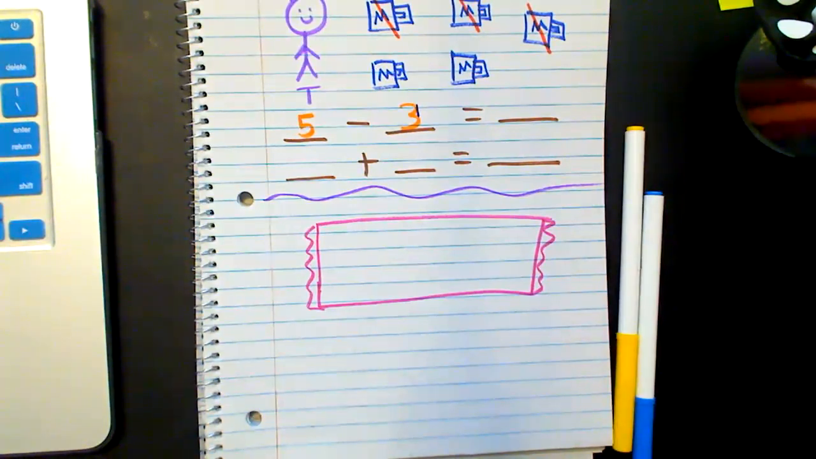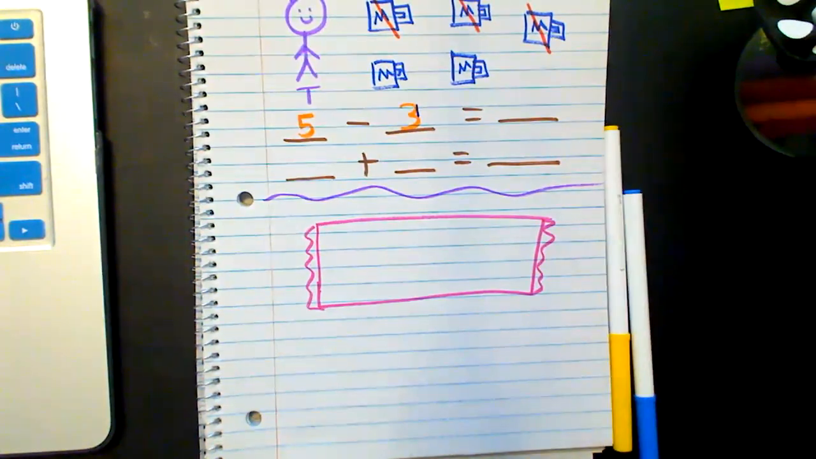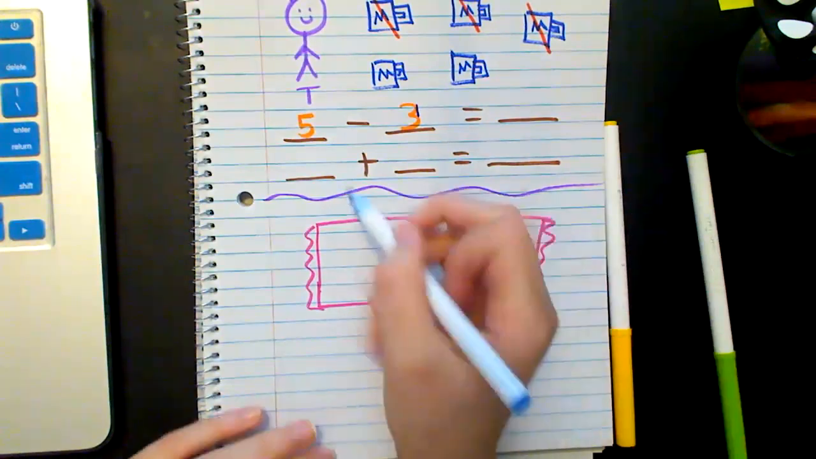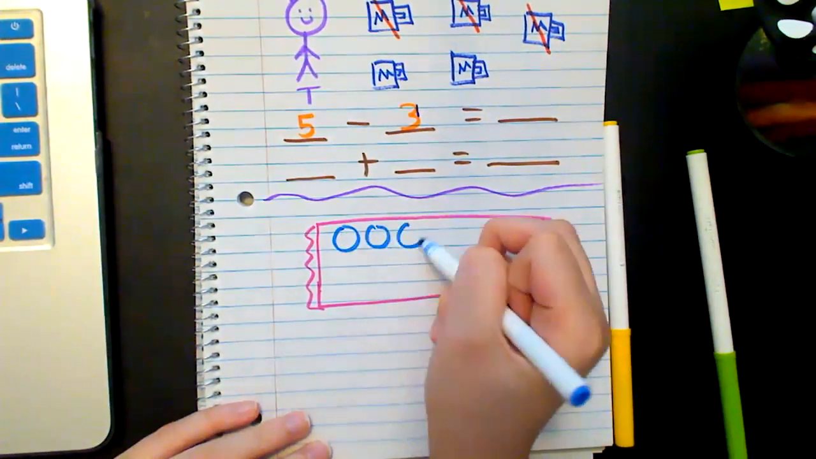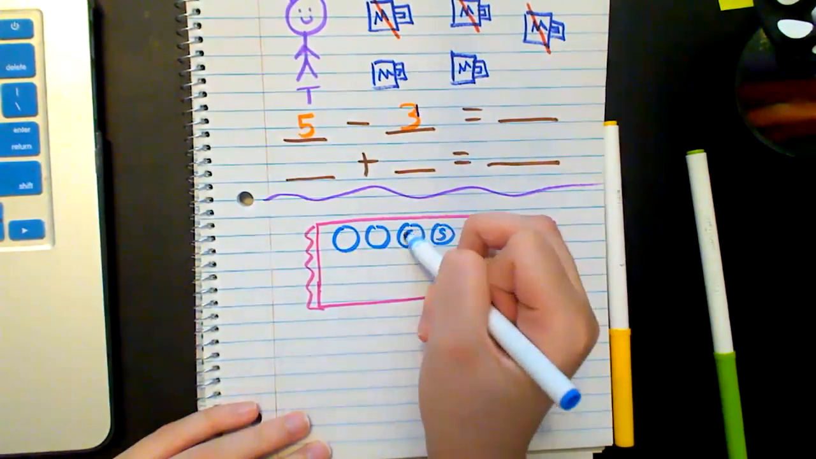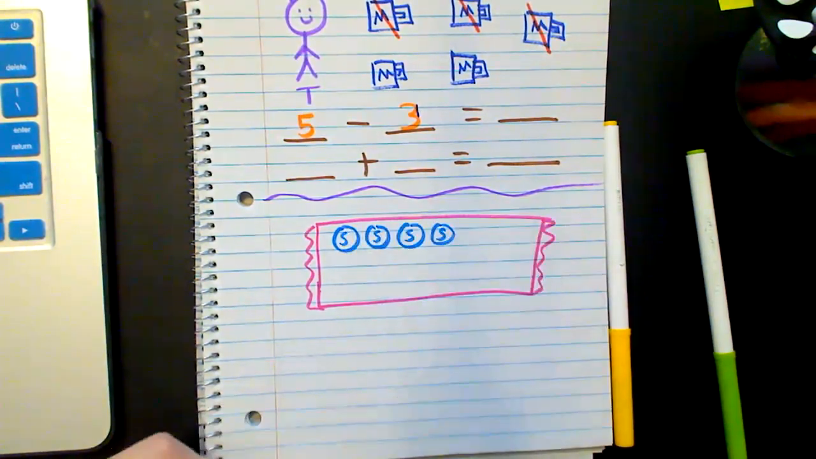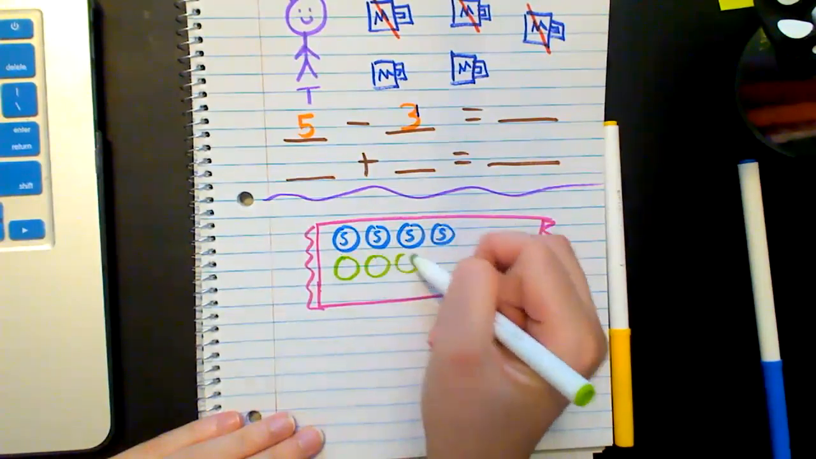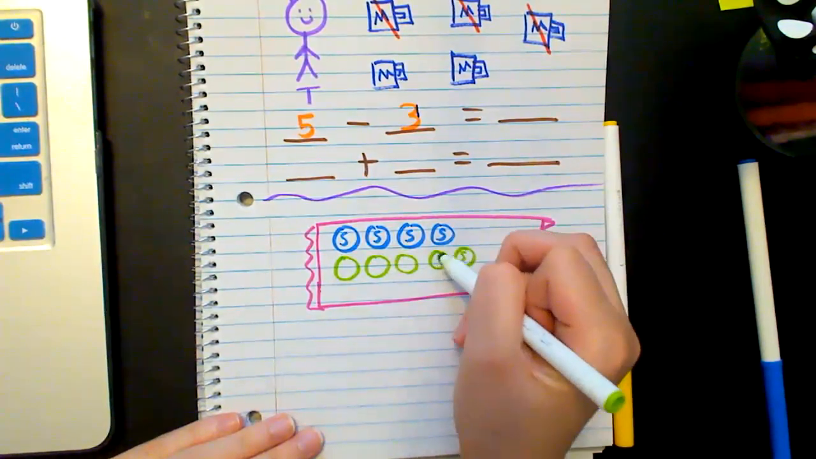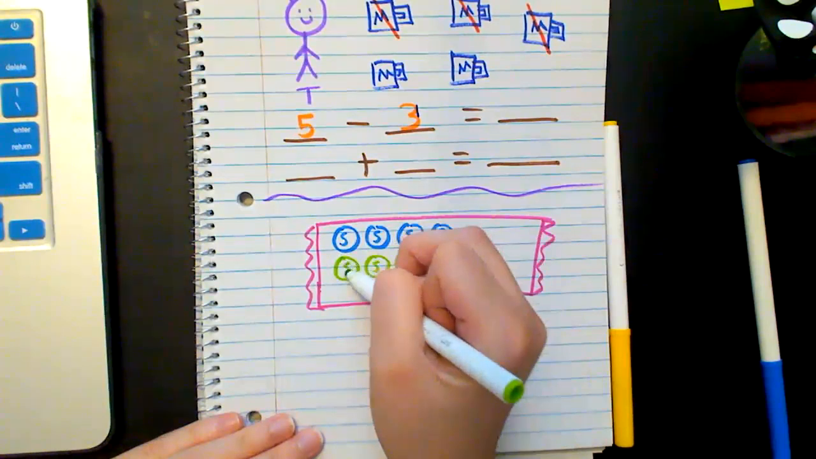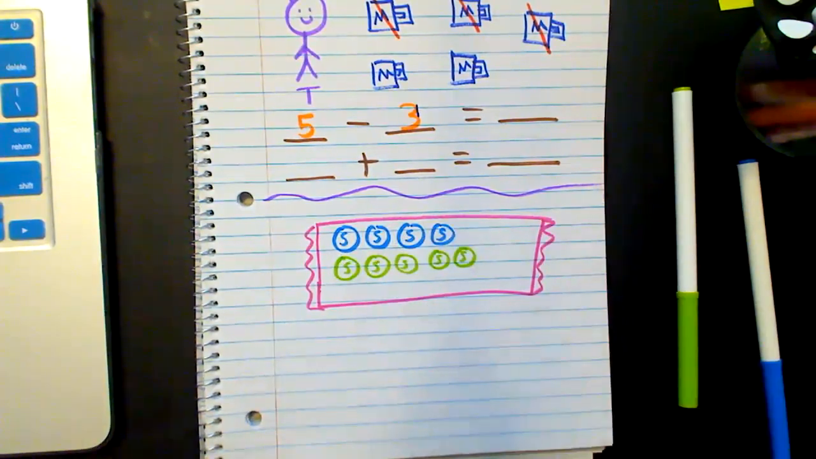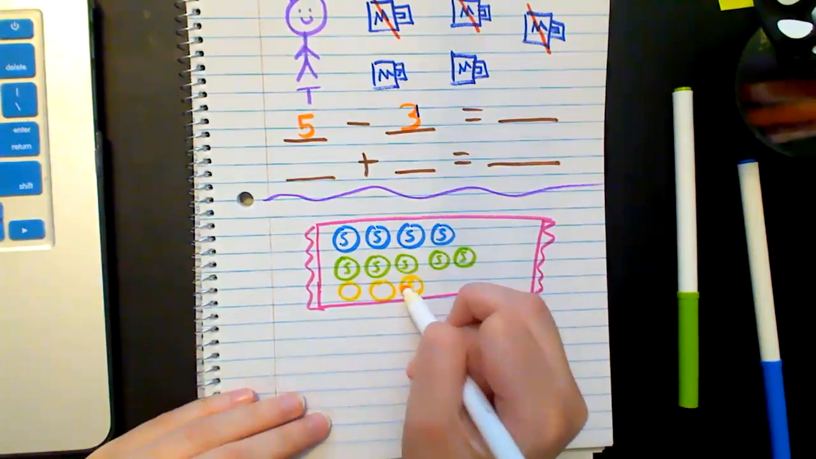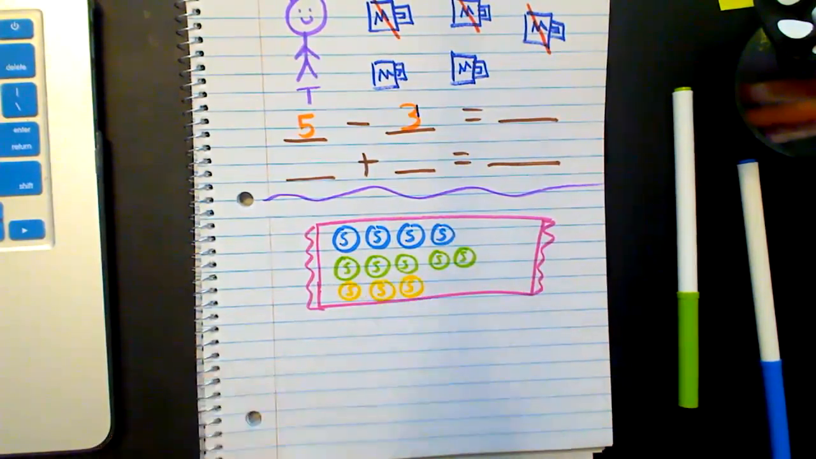So let's see here. Let's do green. Let's do a brighter green. Skittles aren't dark. Okay, so he sees that he's got 4 blue Skittles. He has 5 green Skittles. And he has 3 yellow Skittles.